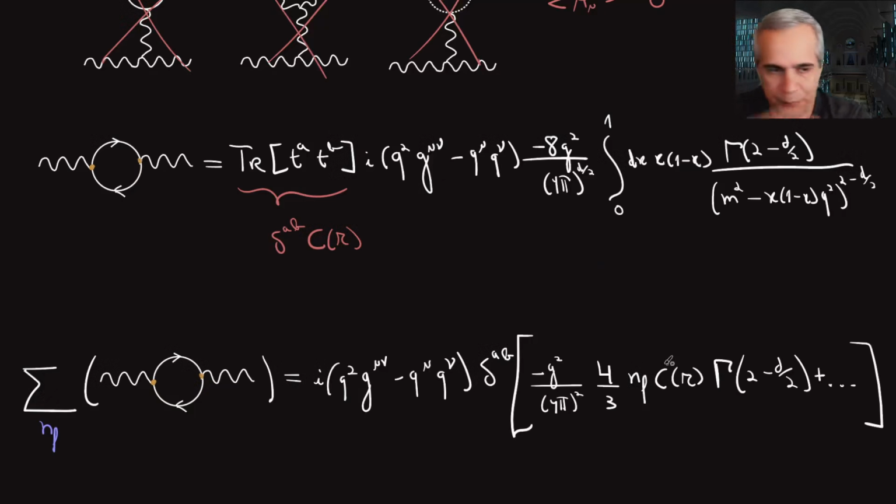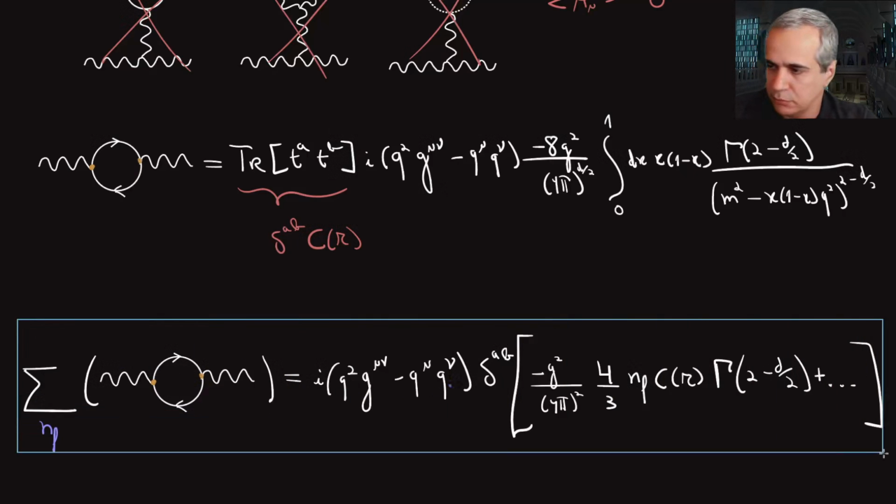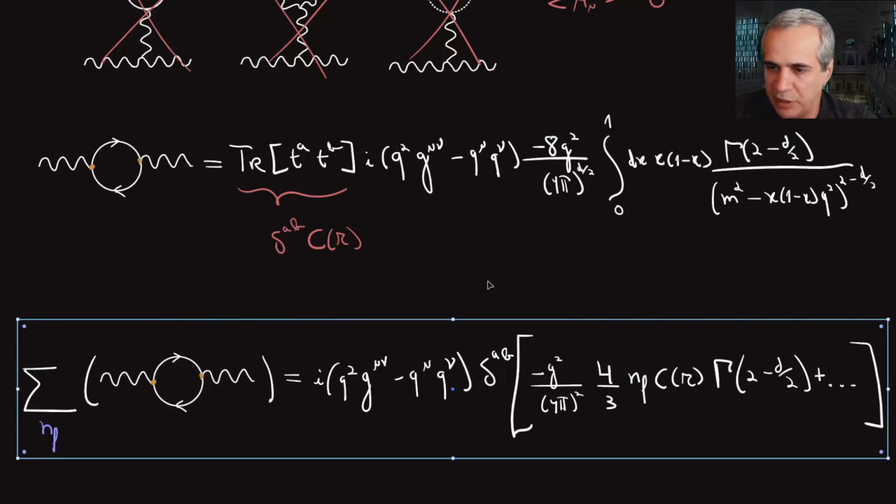Okay, so now this is the result for my first loop. Let me put a box around this because we'll need it later. This one trivially has the desired structure for the self-energy, right? I say desired because there's an important thing that I forgot to say.